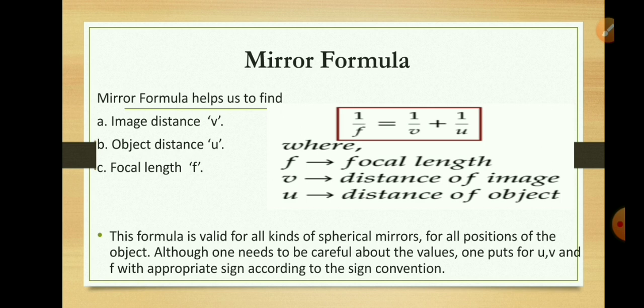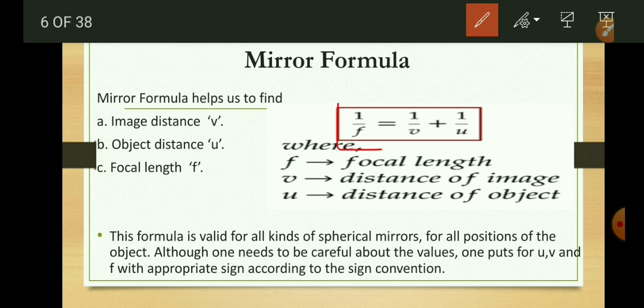There is a relation between these three quantities, and that relation is given by the mirror formula. The mirror formula is the relationship between image distance, object distance and focal length of the mirror. It is given by this formula: 1 by f is equal to 1 upon v plus 1 upon u. The mirror formula is valid for all spherical mirrors for all positions of object.